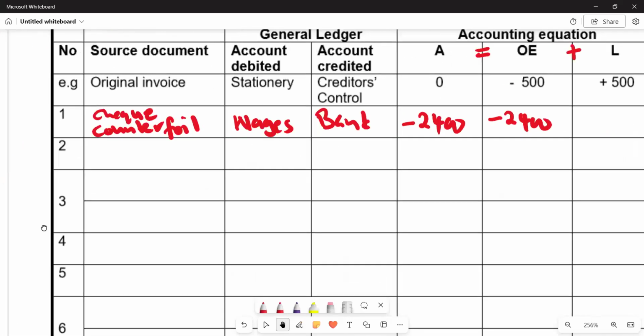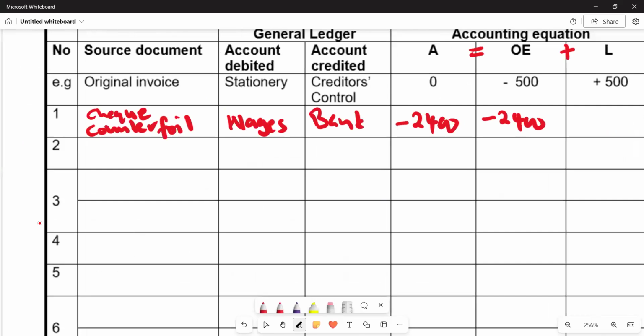So if you come here, you would see that our source document is going to be a petty cash voucher. Whenever we pay using petty cash, the source document is petty cash voucher. Then the account to be debited, we said we are debiting trading stock. And the account to be credited, we are crediting petty cash.